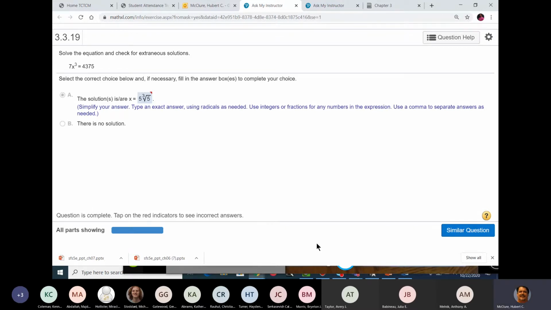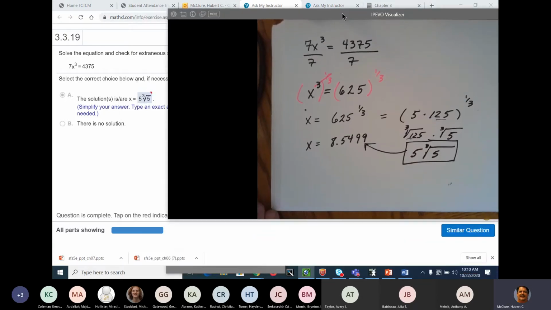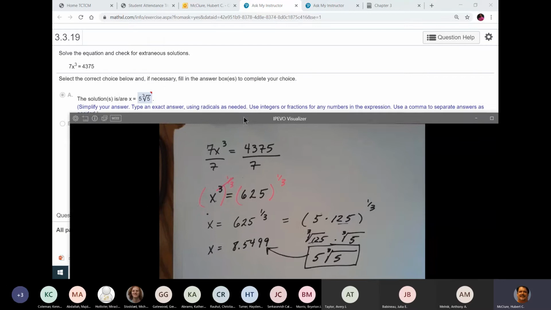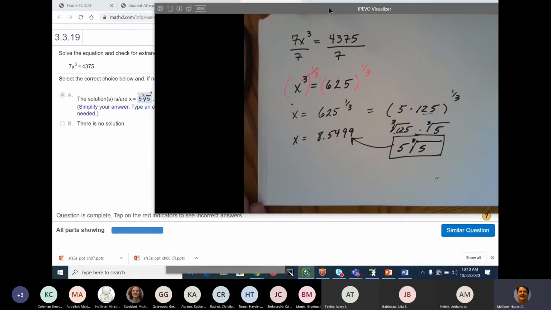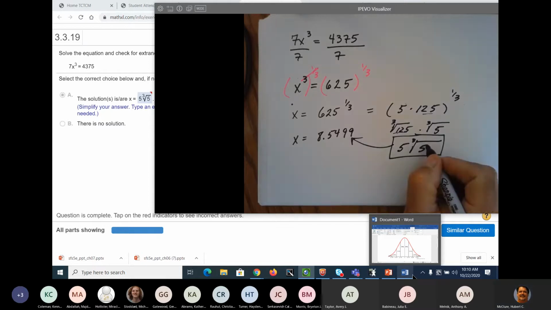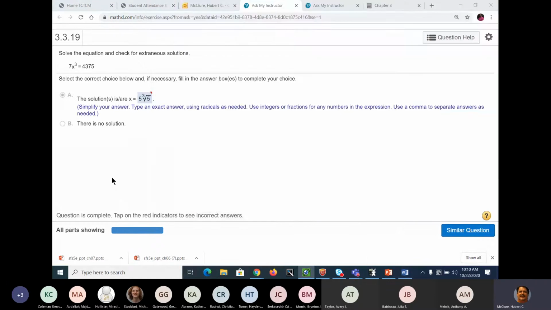As far as the problem goes, since it says exact, you're going to have to use radicals. So there it is right there: 5 times cube root of 5. That's a good test question because it's short and sweet. So that would be a test question on my test.